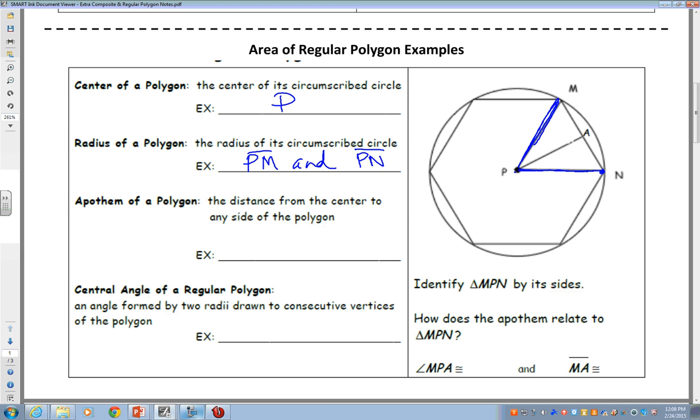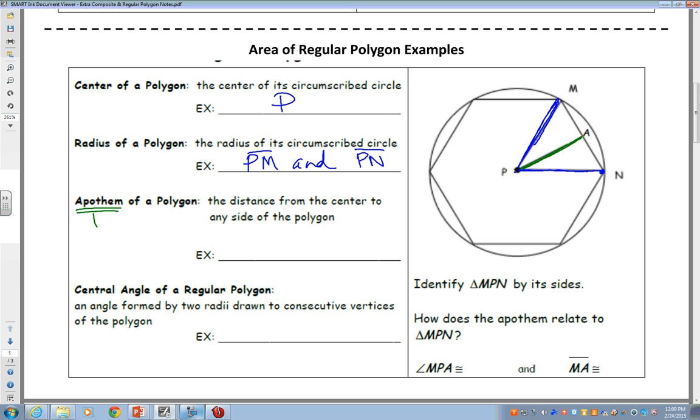Now, the apothem of a polygon is the distance from the center to any side of the polygon. So what segment would be the apothem? PA. PA is the apothem. It's from the center to the side of the polygon.